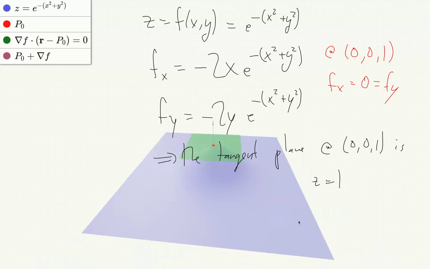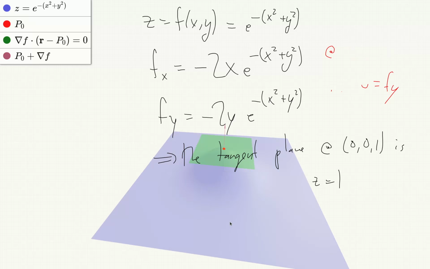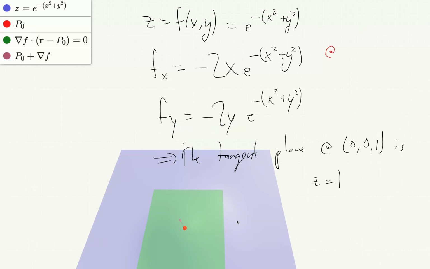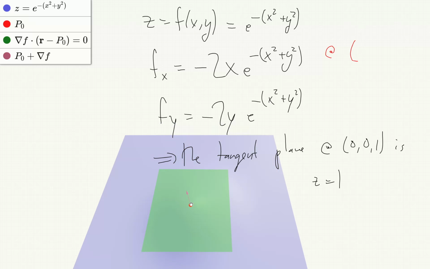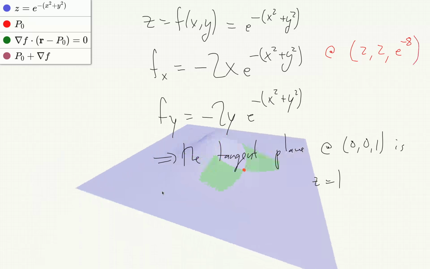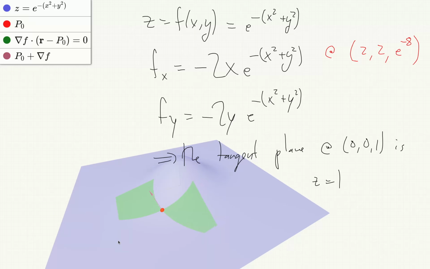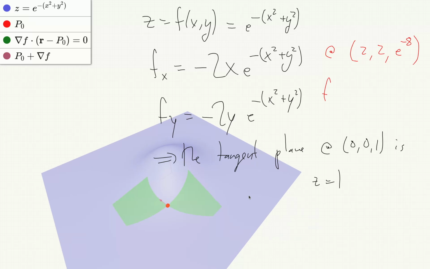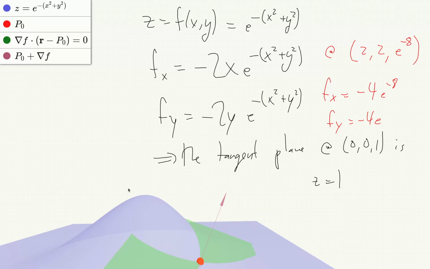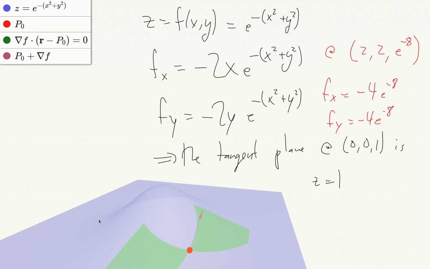So if we took it at maybe some other point where it's not as visually clear, so let's take it at (2, 2, e to the negative 8). Yes, that is how math works. So then we'll get fx equals negative 4 e to the negative 8. fy equals negative 4 e to the negative 8.